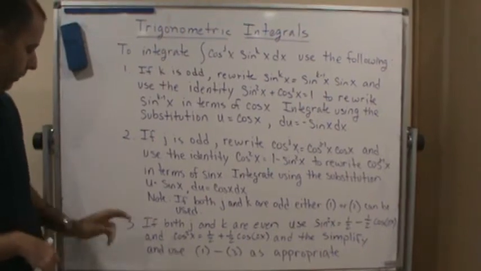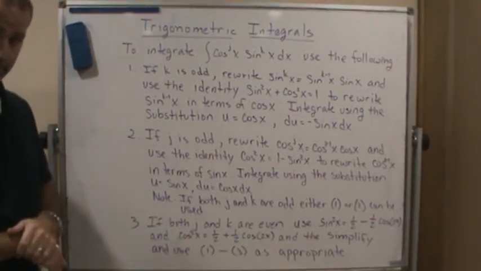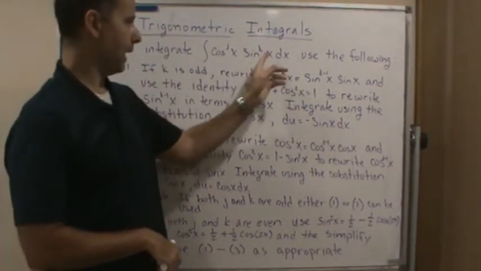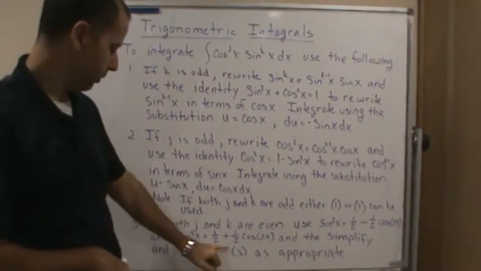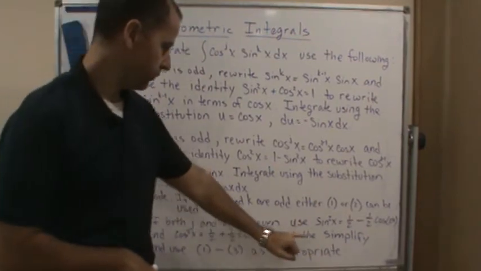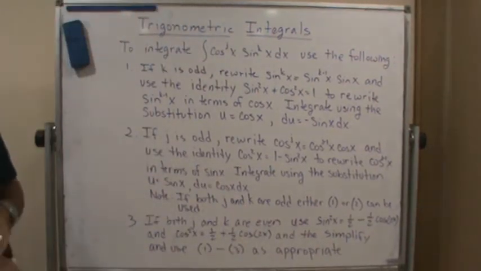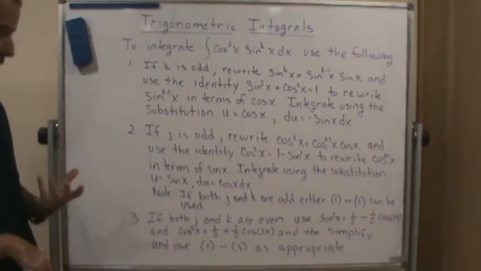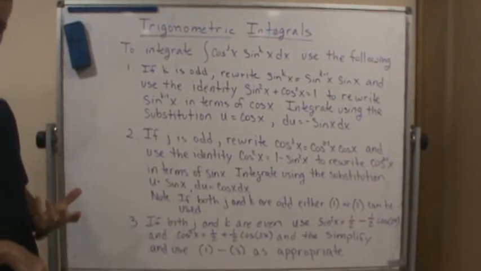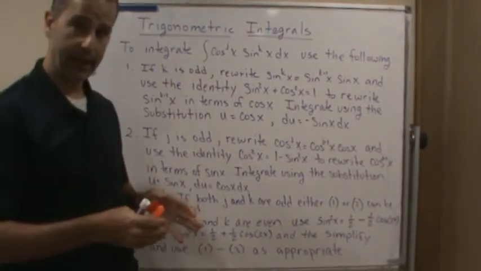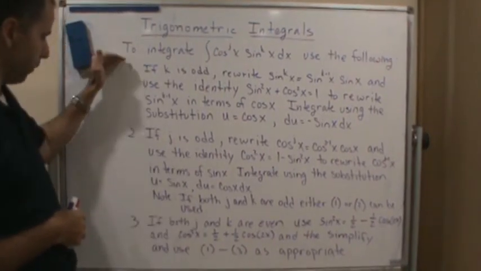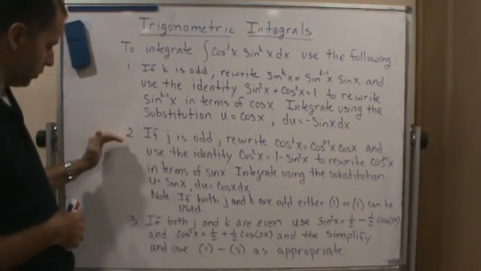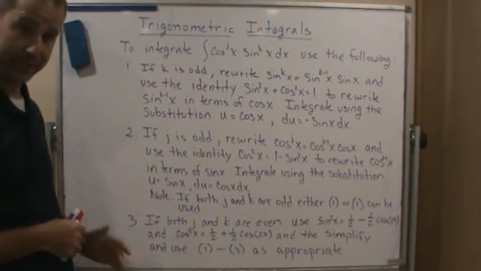Okay? Now, if both of these powers are even, then you're going to have to use the power reducing identities for your substitution. And then once you do the power reducing identities, what you'll have to do is simplify and then look and see which strategy works. You may have to go back and do 1, 2, or you may have to do 3 again.